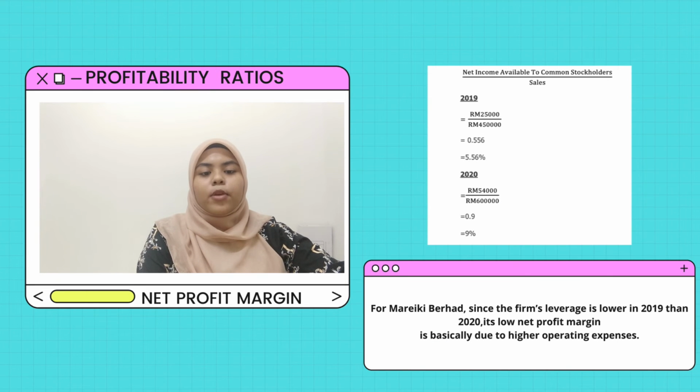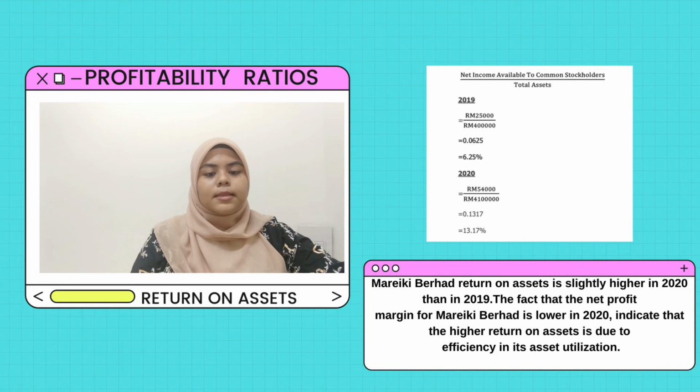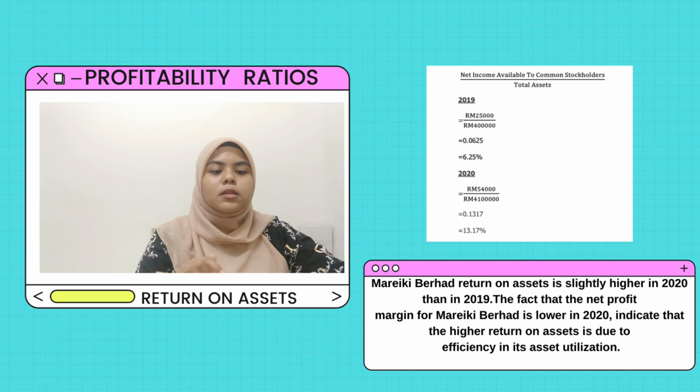Next is net profit margin. For Mareiki Berhad, since the firm's leverage is lower in 2020 than 2019, its low net profit margin is basically due to the higher operating expenses. Next is return on asset. Mareiki Berhad's return on asset is slightly higher in 2020 than in 2019. The fact that the net profit margin for Mareiki Berhad is lower in 2020 indicates that the higher return on asset is due to the efficiency of its asset utilization.